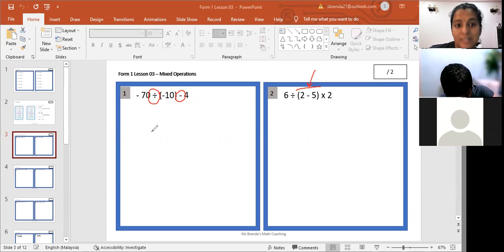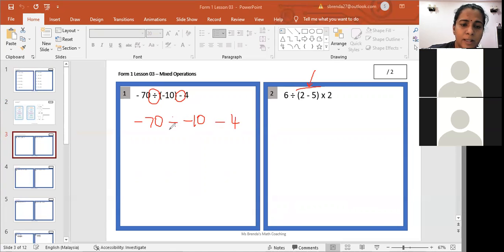So how do I do this? I rewrite my question: negative 70 divided by negative 10, and then minus 4. In other words, division has to be done first. Negative divided by negative. What did you learn about two negatives joining together? Positive. It makes a positive.